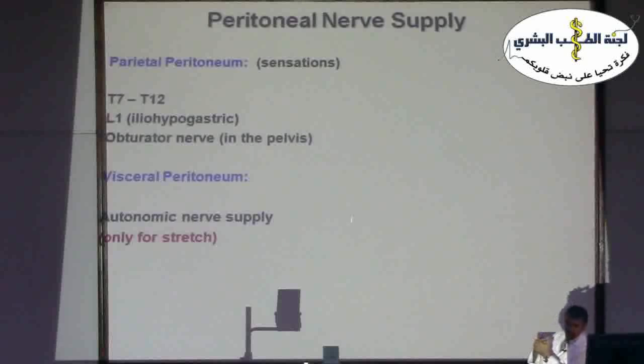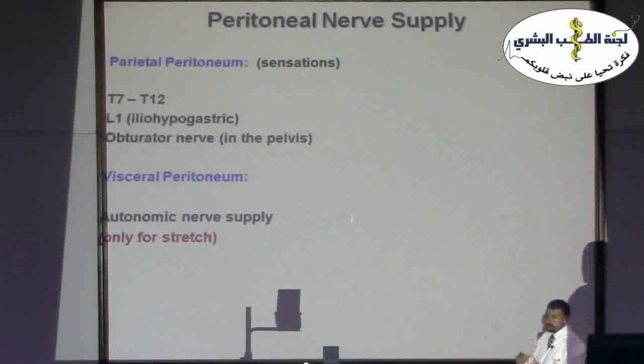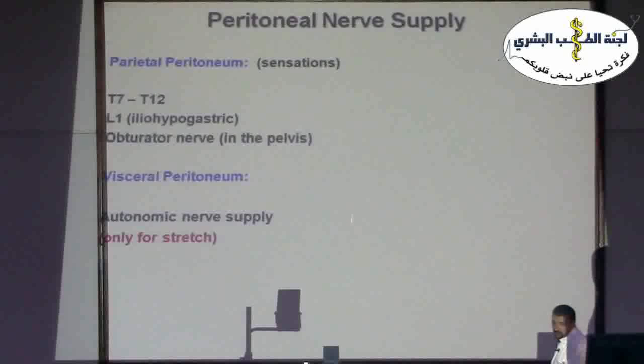General sensation, not autonomic. Okay? So you can feel pain, the same as you feel pain in any region. So the peritoneum is usually innervated by T7 to T12. Okay? The innervation from T7 to T12 and the first branch of L1, iliohypogastric nerves. We will cover this when we go over the abdominal wall in the upcoming lectures.